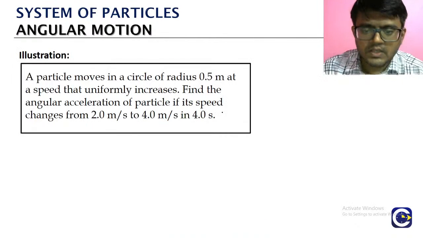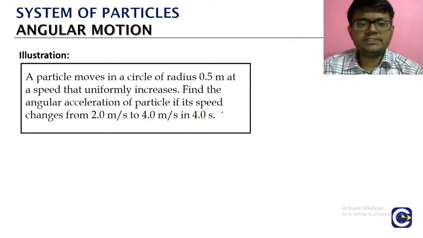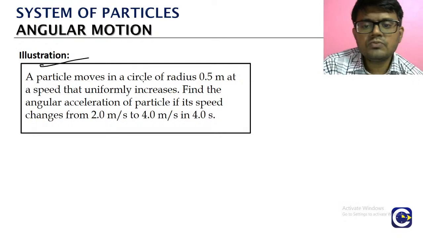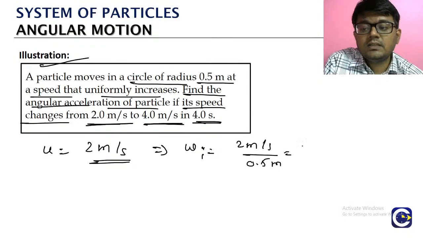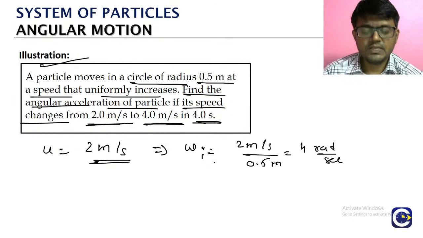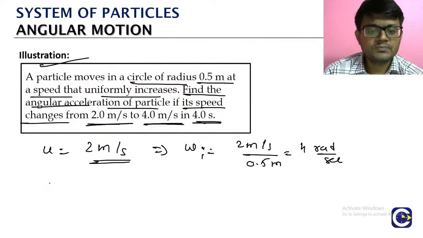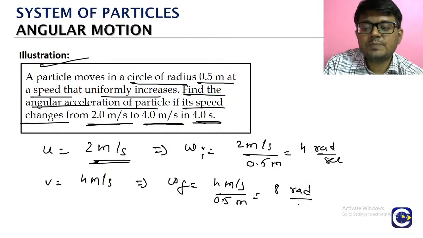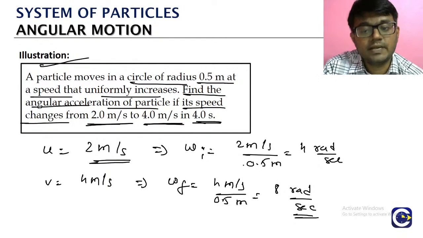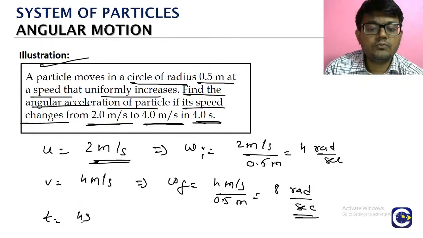Okay? So look, we'll start with some questions. A particle moves in a circle of radius 0.5 meters. The initial speed is 2 meters per second, so omega initial will be 4 radians per second, because 2 by 0.5 is 4. The final speed is 4 meters per second. So the corresponding omega final, same v by r formula, 4 by 0.5 is 8 radians per second, because the SI unit of omega is radians per second. The time is 4 seconds.